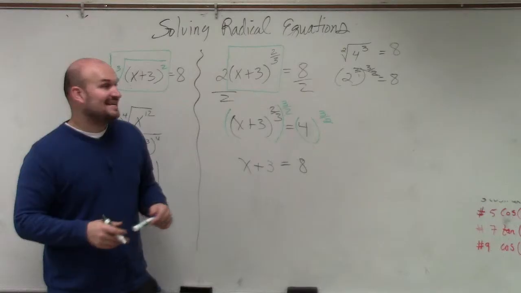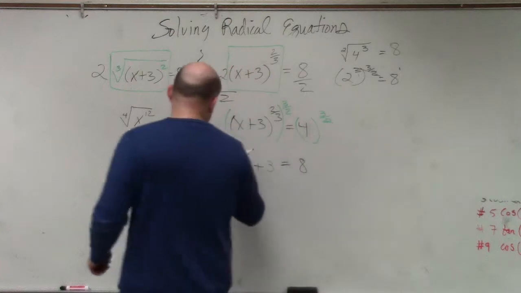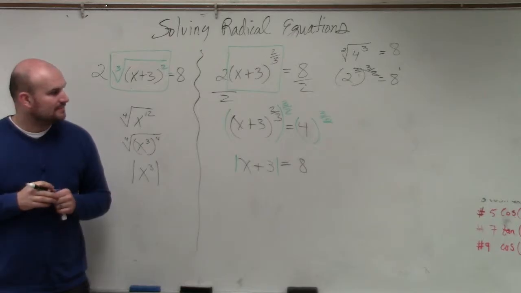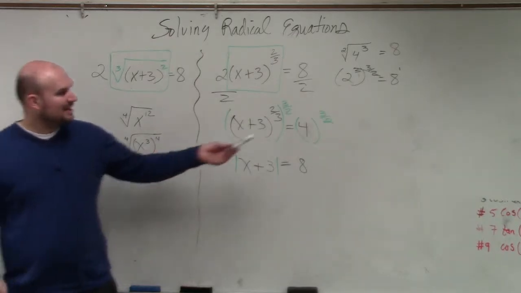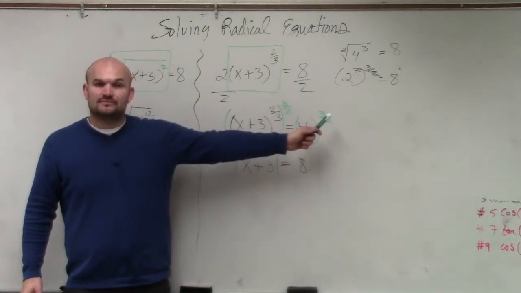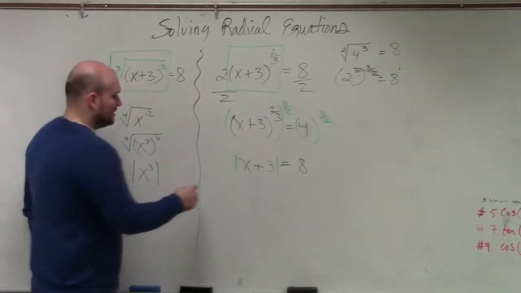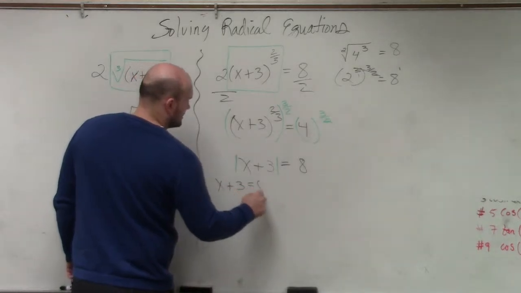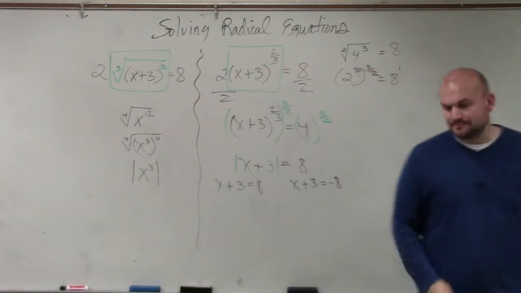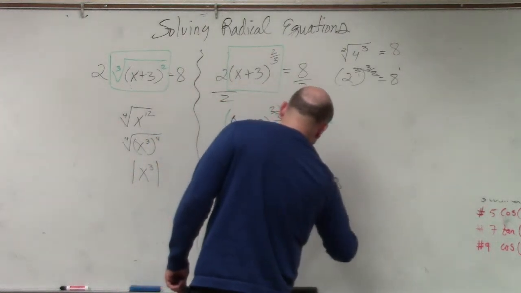However, that's 8 to the 1st power, right? So therefore, this is going to be the absolute value. OK? It's all because this denominator that you use the reciprocal, it's all because this is even. If this was odd, you wouldn't have to do that. So now, if you guys remember, in Unit 1, we learned how to solve absolute value equations. So therefore, in my case, I have x equals 5 and x equals negative 11.